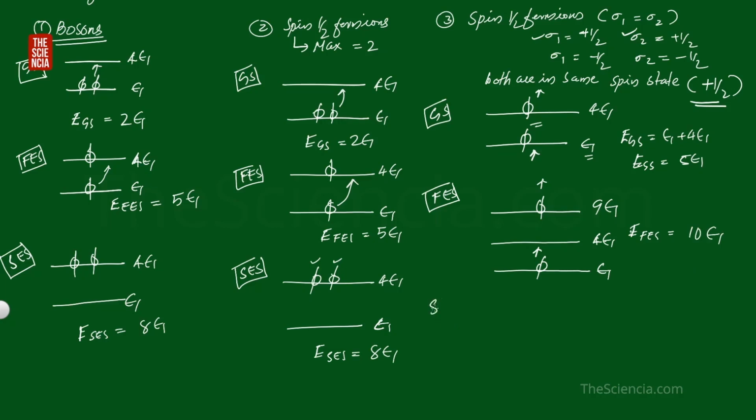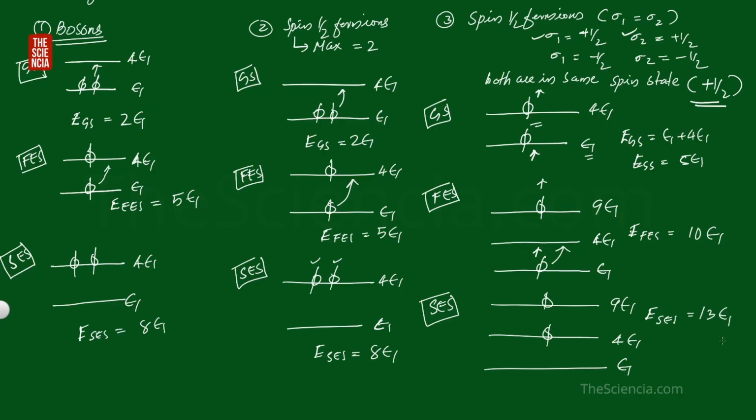Now let's check the second excited state. This is the E1 state, the 4E1 state, and the 9E1 state. Now I am taking this particle to the next higher state, and this is the arrangement. So the second excited state energy will be 4 plus 9, that is 13E1. That is, the ground state has energy 5E1, the first excited state has energy 10E1, and the second excited state has energy 13E1.